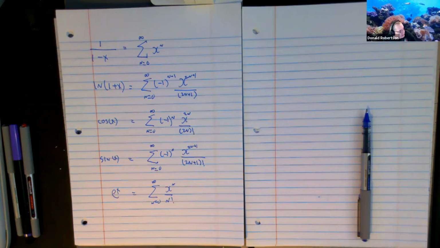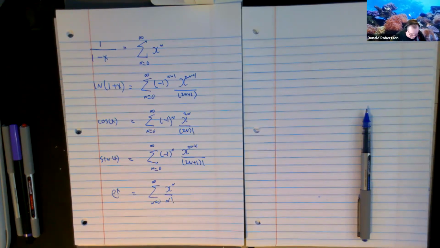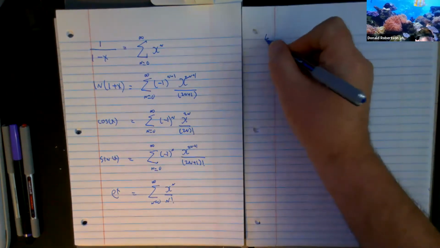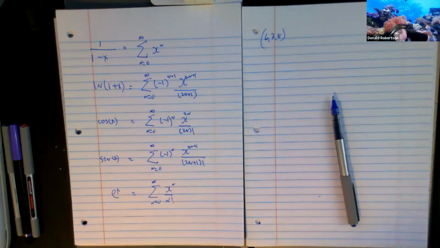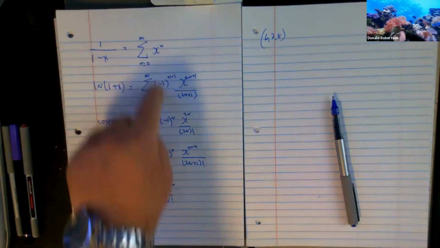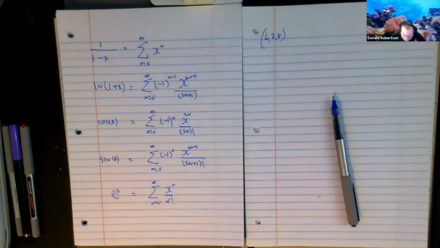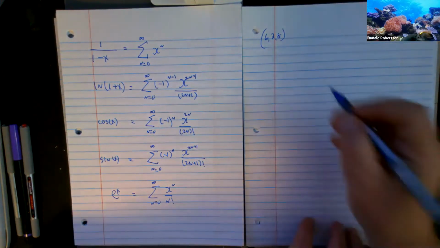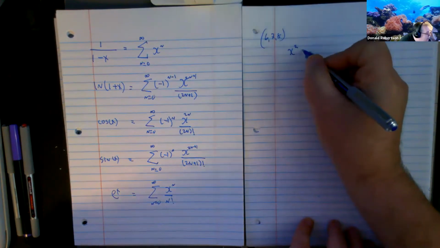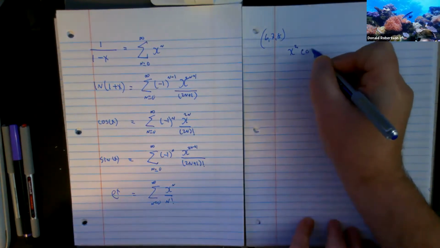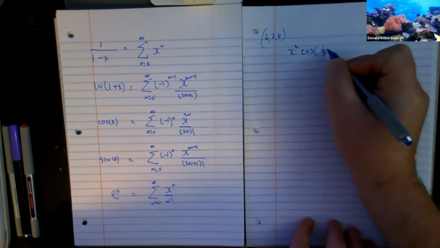What we're going to look at now is a bunch of questions, questions 6, 7, and 8, which basically say, find the Maclaurin series for a function, but use this information to help you. So for instance, if I wanted to find the Maclaurin series for x squared times the cosine of 1/3 x cubed.